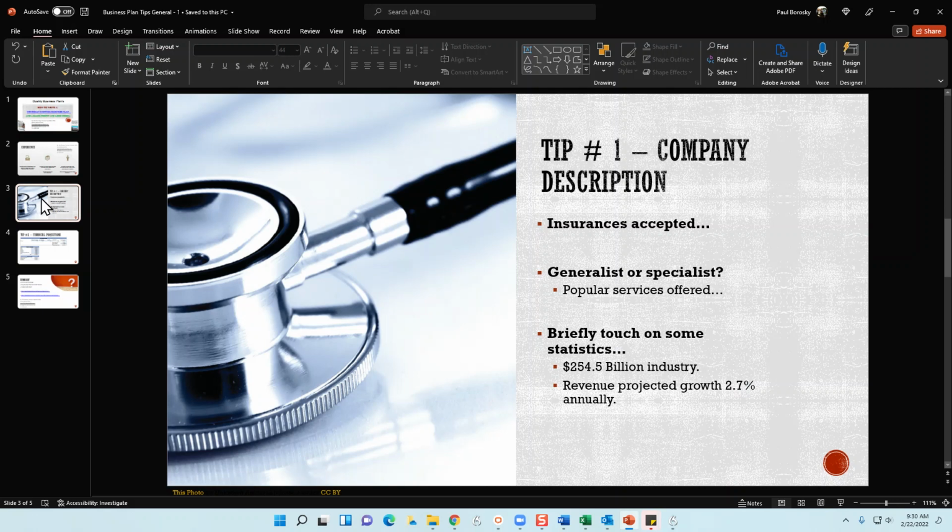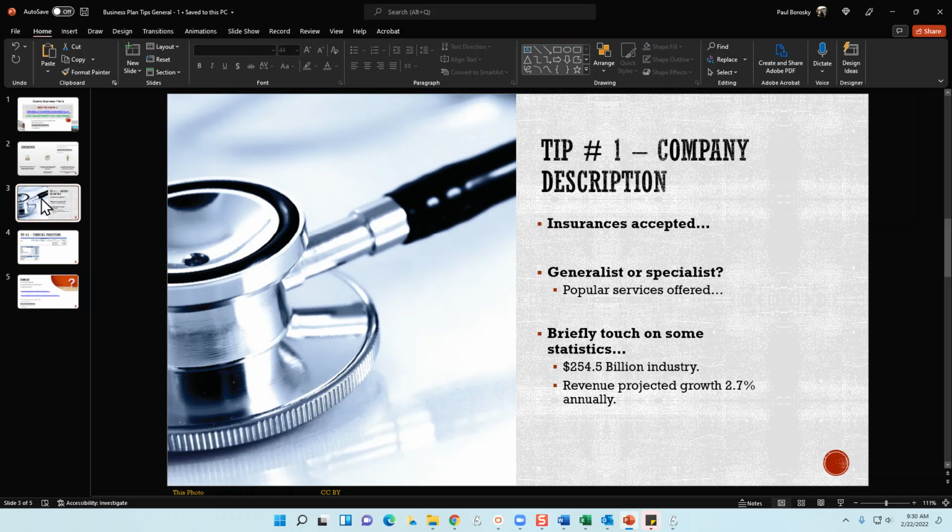Let's talk about the physician office and the business plan that is aligned with that entity. All right, so tip number one, company description. When you're writing your physician office business plan, and I've written more than a few, make sure to include in there, somewhere in the company description, some of the insurance companies that have already accepted your organization or are close to accepting your organization.